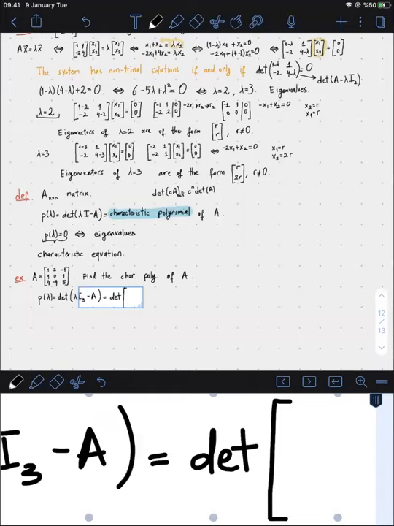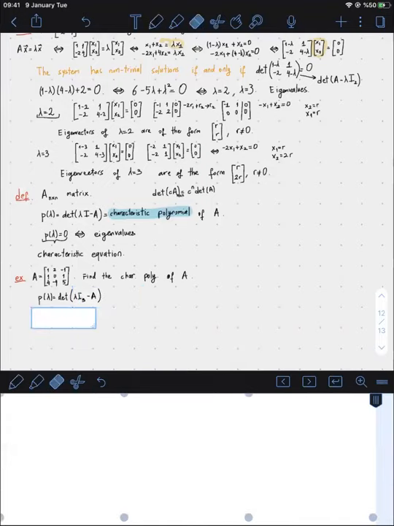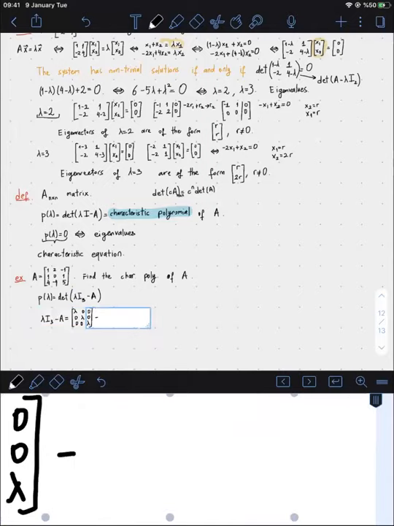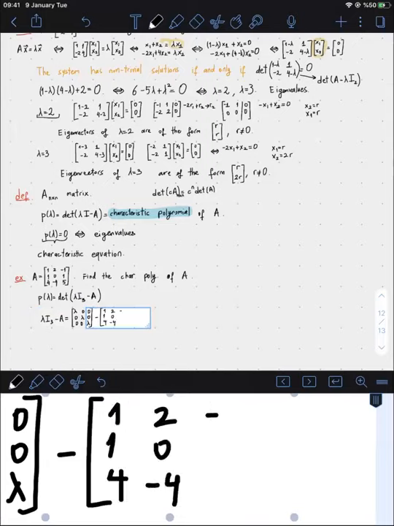What is this? Lambda minus, okay, I will subtract the matrix A from it. So let me write this in detail. Let's erase this part. So what is lambda I3 minus A? Well, basically lambda times I3 is lambda, 0, 0, 0, lambda, 0, and 0, 0, lambda, minus the matrix A, which is given there: 1, 1, 4, and 2, 0, minus 4, and minus 1, 1, and 5.